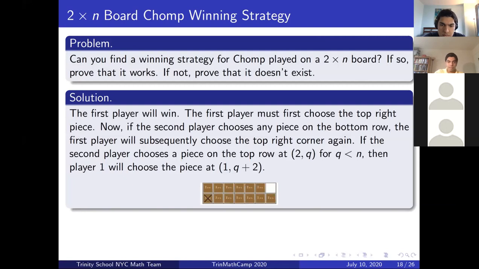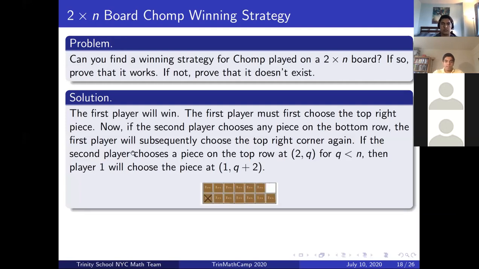And so the way we deal with this is, after we take this top right piece, we split the second player's move into the following two cases. They can choose any piece on the bottom row. If they do that, they'll remove everything above and to the right, and so they will be left with another 2 by n, or 2 by n prime board. And the first player will subsequently choose the top right corner again.